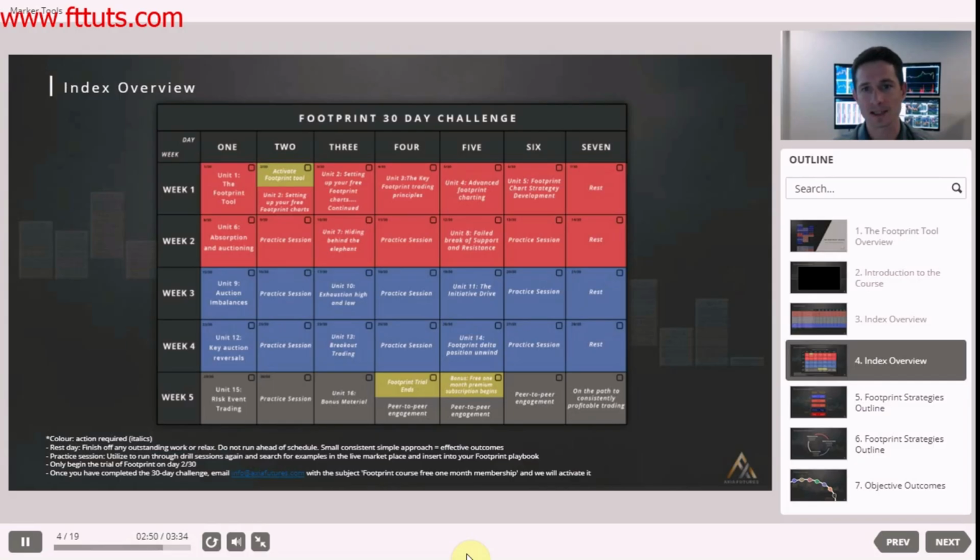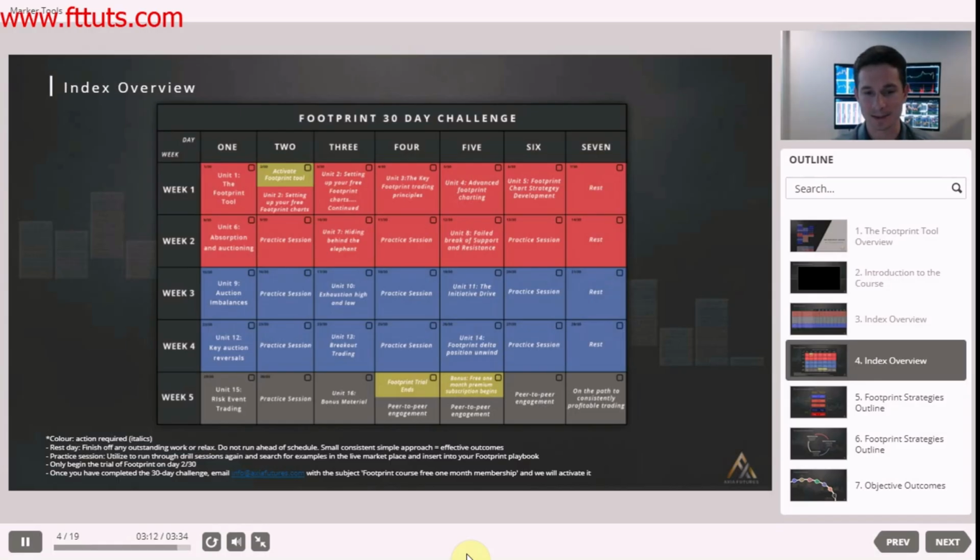Secondary to that, if you join the live Premier membership, you will also have access to the peer-to-peer community learning section, and this is a chat room where you can engage with not just a mentor but also your fellow peers who are completing or who have completed the course and who are utilizing the tool on a day-to-day basis.